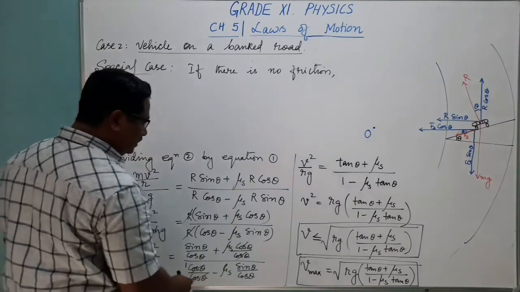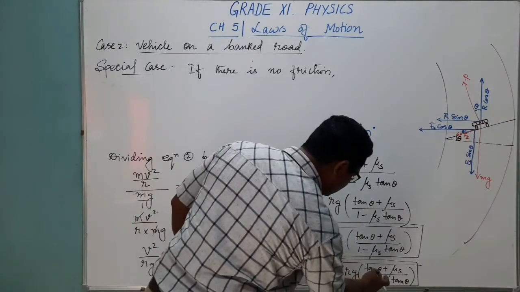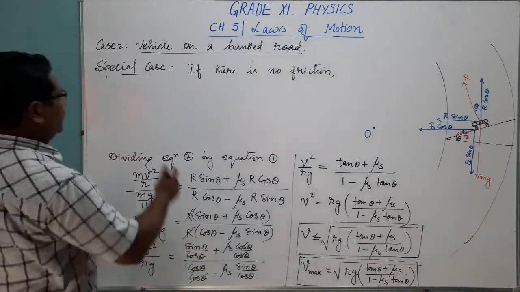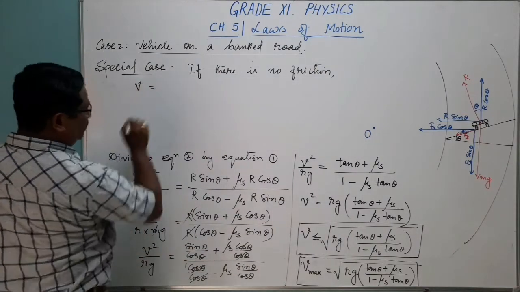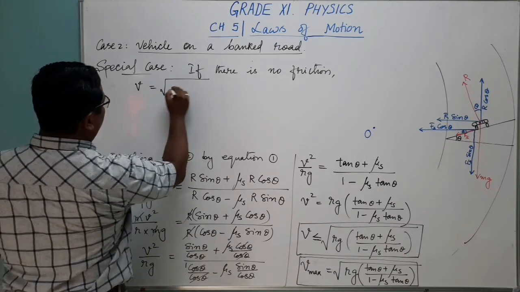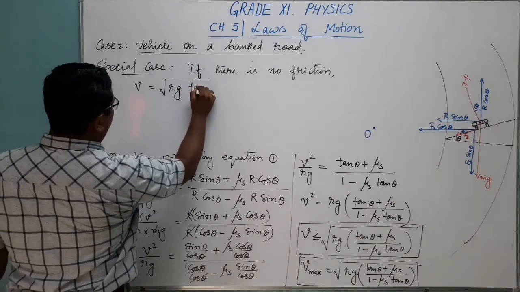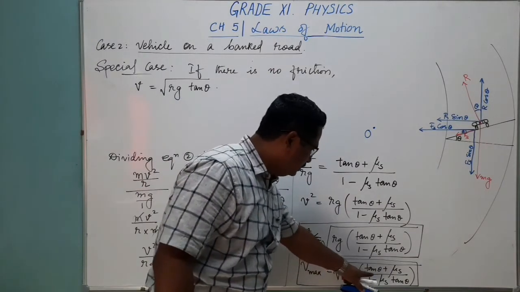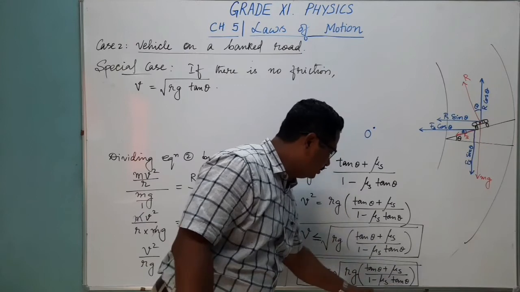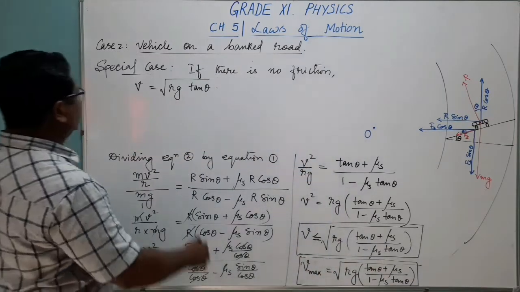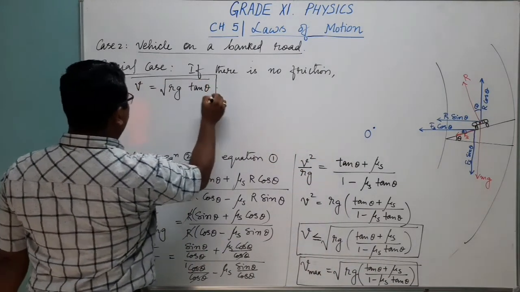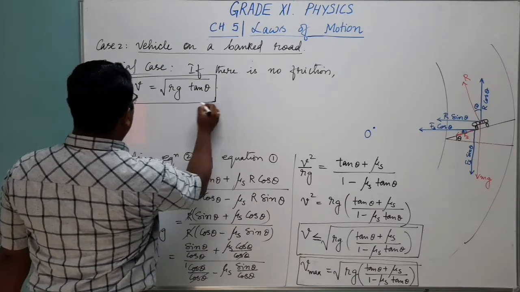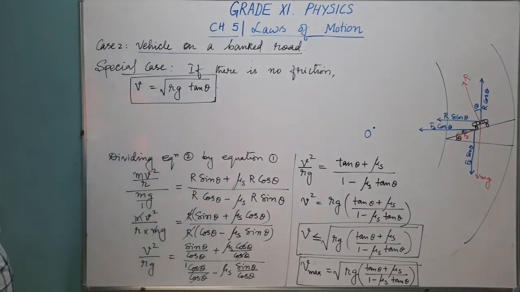Then in that case, this component mu s will not be there. The coefficient of static friction will become 0. In that case, v will be equal to root over rg tan theta. Only this will remain, tan theta. This is 0, this is also 0, so tan theta by 1 will be tan theta. So if no friction is provided by the tire on the ground, then this will be your expression. We also call this the optimal speed.